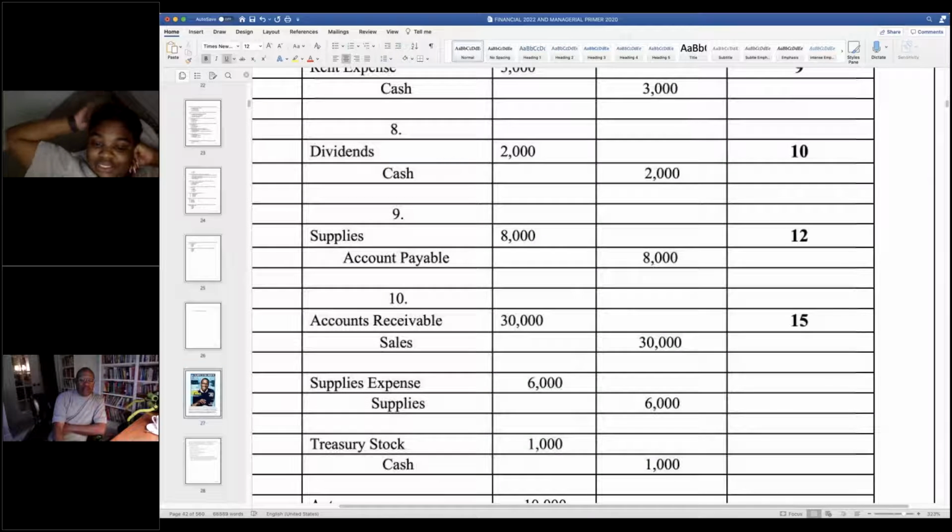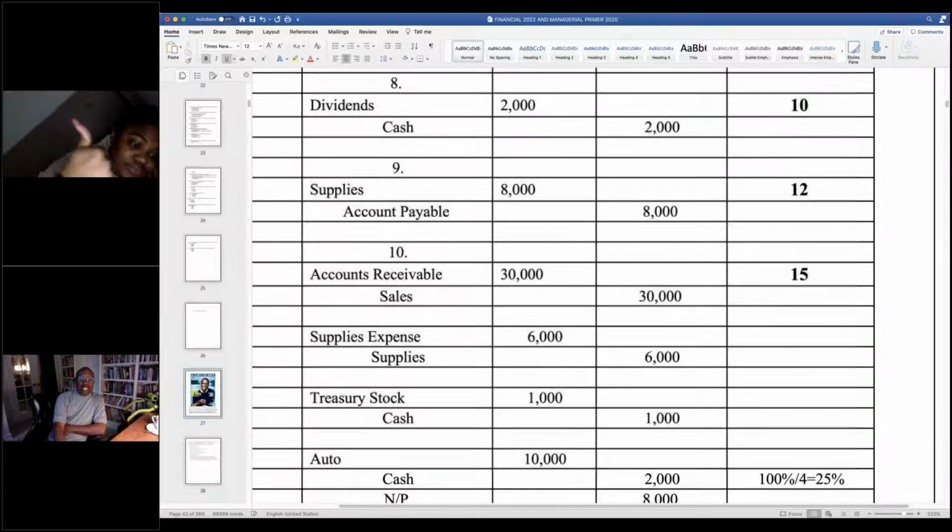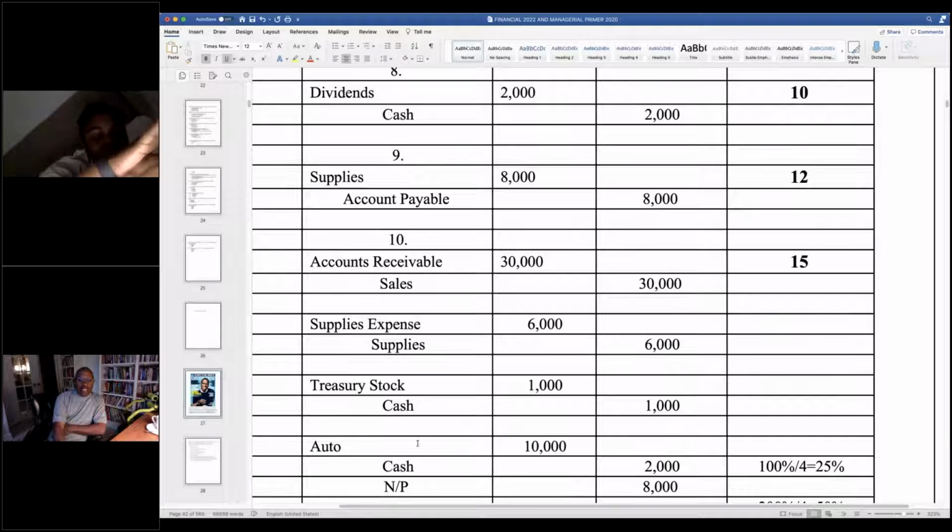We bought the treasury stock, so everybody know that when you buy treasury stock, we debit treasury stock and credit cash. When we buy our stock back, we don't debit common stock. We clear on that one? Yes. All right. We buy an auto for 10,000. We pay cash down of 2 and note payable 8. Is that clear? Yes.